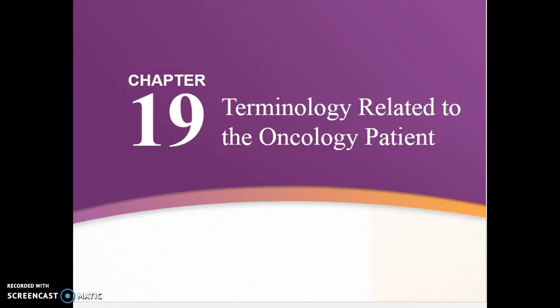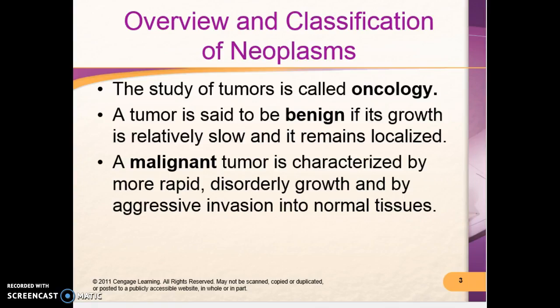When we think of the oncology patient, what we're thinking of is a patient who has some form of cancer. So when we talk about tumors, that's what oncology is. It's the study of tumors. Basically, we're looking at 2 different types of tumors, either benign or malignant. Benign is the kind that's not bad, I guess you could say. It's a localized tumor. It doesn't spread and grow.